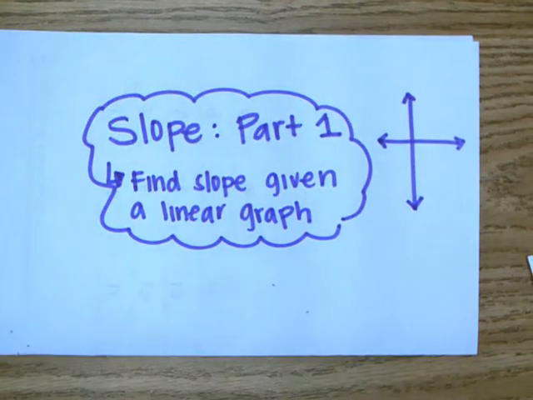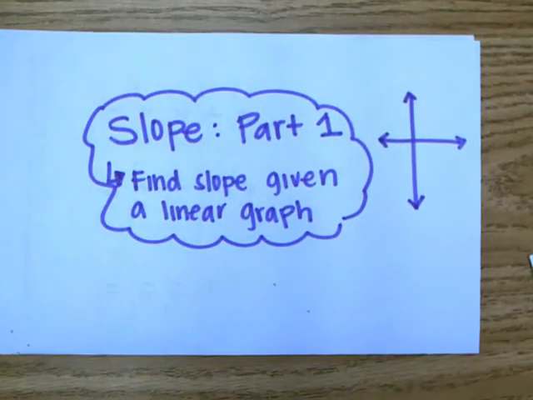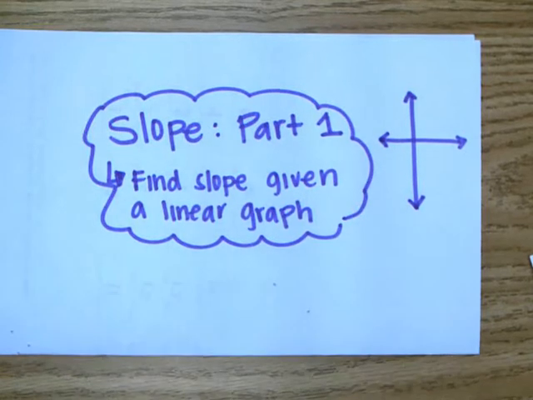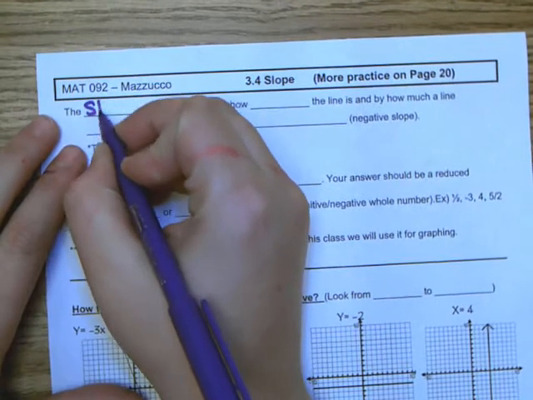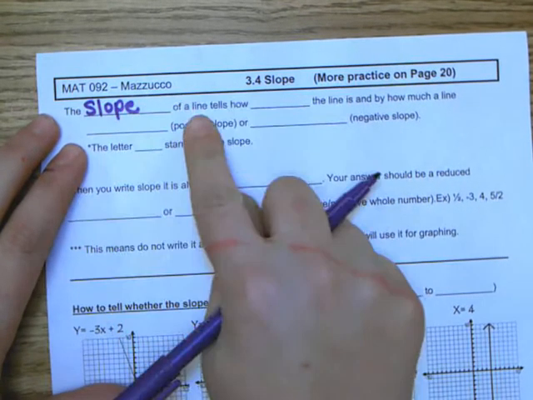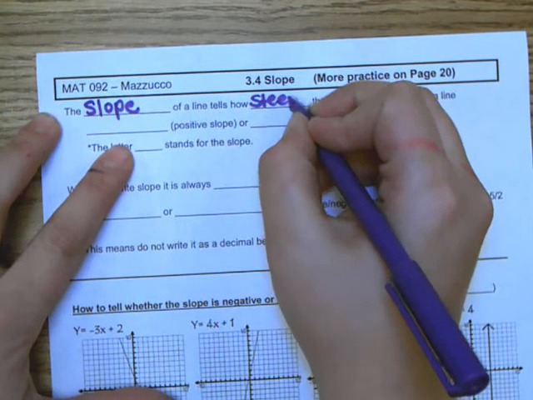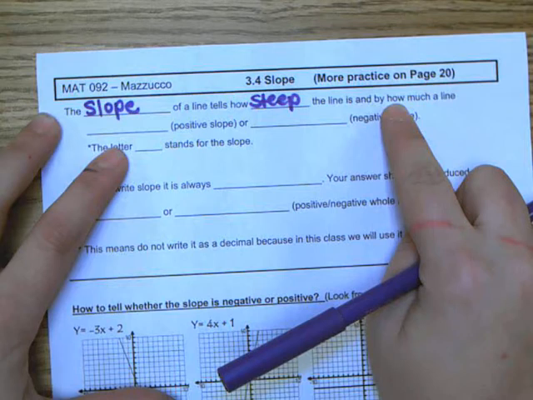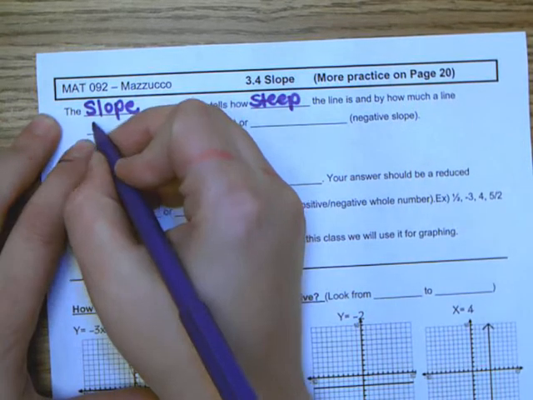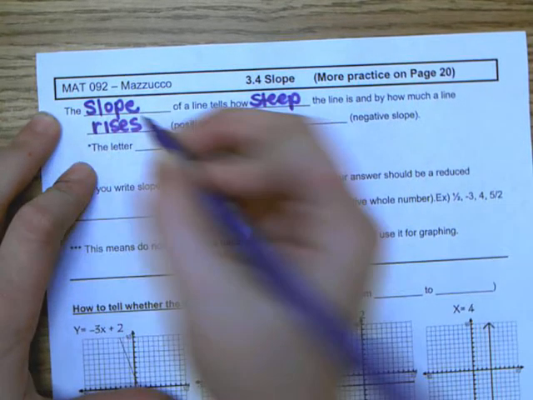This lesson is on finding the slope given a linear graph. So first, let's talk about what slope is. The slope of a line tells how steep the line is, and by how much a line rises or increases.